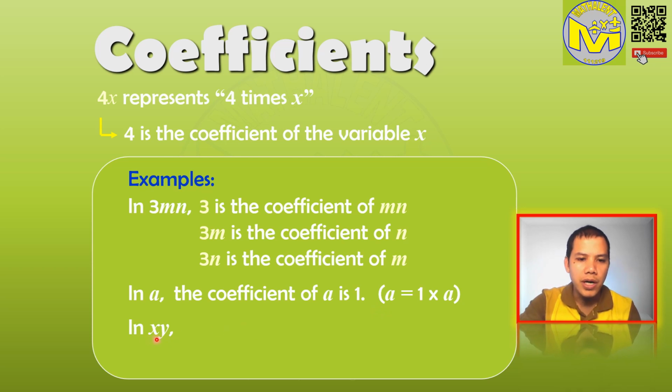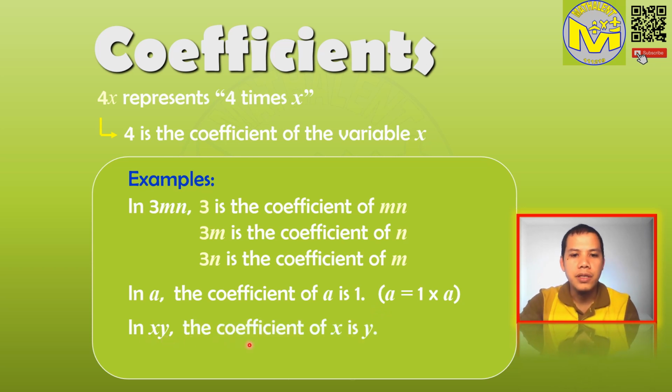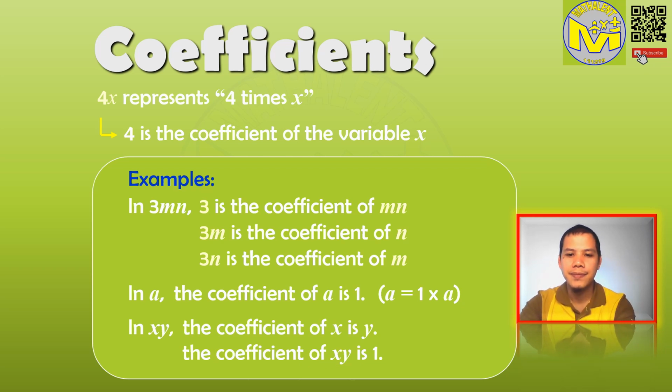Next, in xy, the coefficient of x is y. Look, the coefficient of x is y. In other words, the coefficient of y is also x, and then the coefficient of xy is 1. Got it? Let's go to the next video or slide.